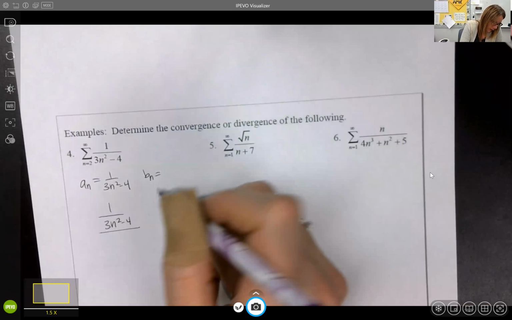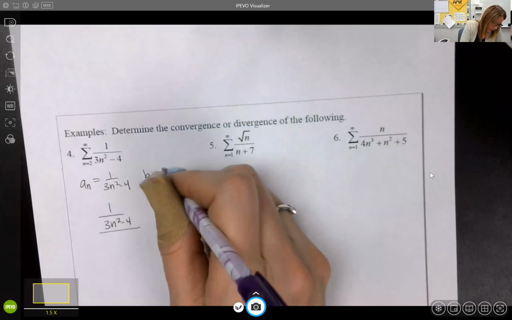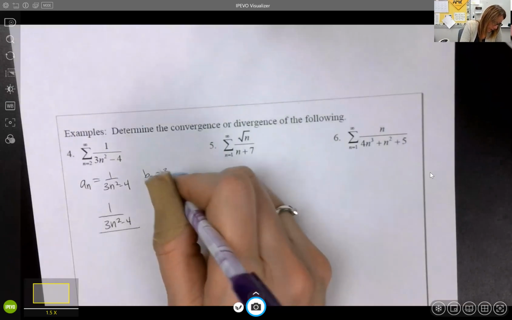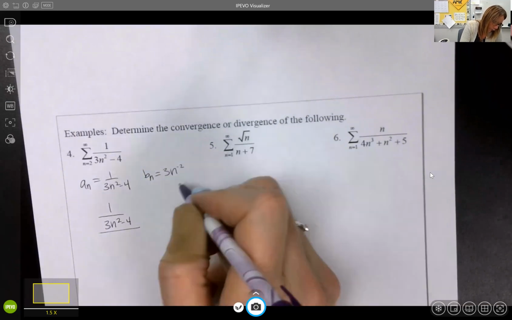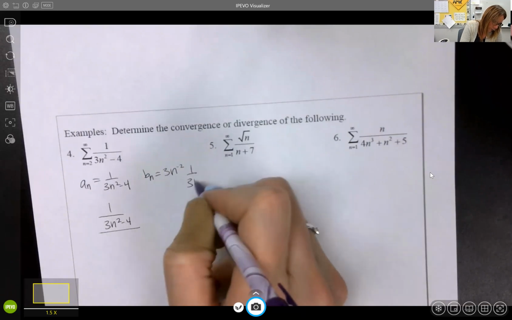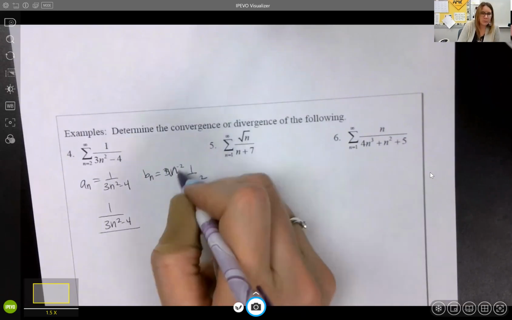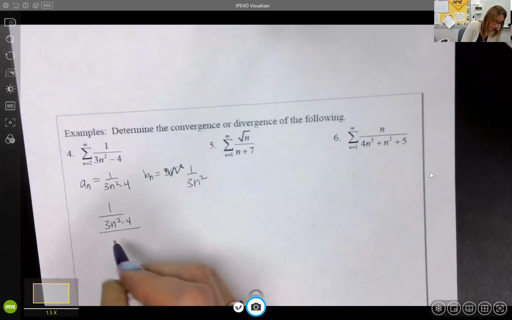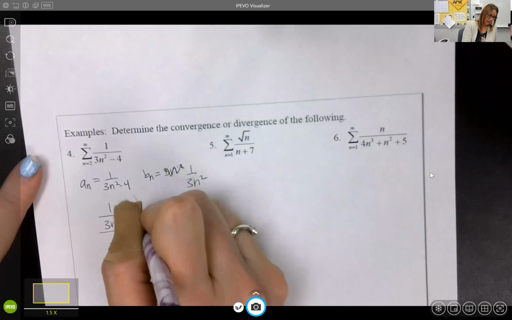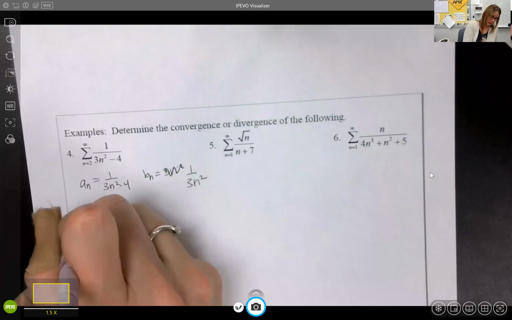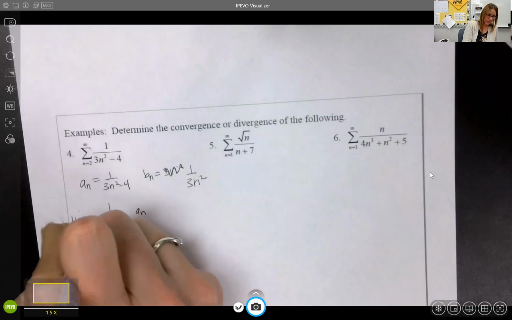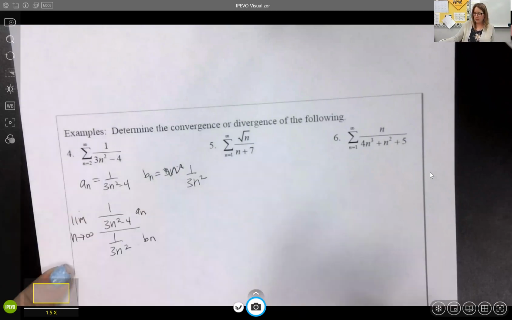So we divide that by 3n to the negative 2, right? Or let's just write it as 1 over 3n squared, since we're dividing. So 1 over 3n squared. Okay, so this is our an, and this is our bn. We're dividing these, and we're taking the limit as n approaches infinity, and then I'm finding what that limit is.